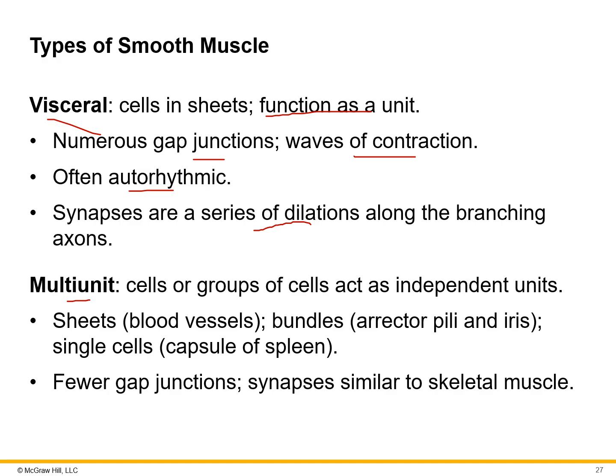Now the multi-unit smooth muscle, these are cells or groups that act as independent units. So working together, visceral, working independently, multi-unit. These are more in sheets with blood vessels. They have bundles, which are our arrector pili that make our hair stand on end. We also have single cells like the capsules of our spleen. These have fewer gap junctions, and the synapses are more similar to the skeletal muscle.